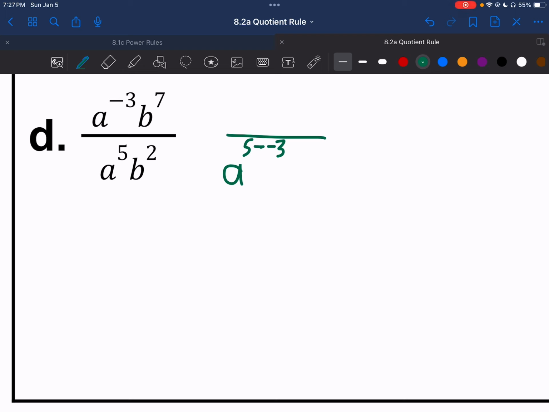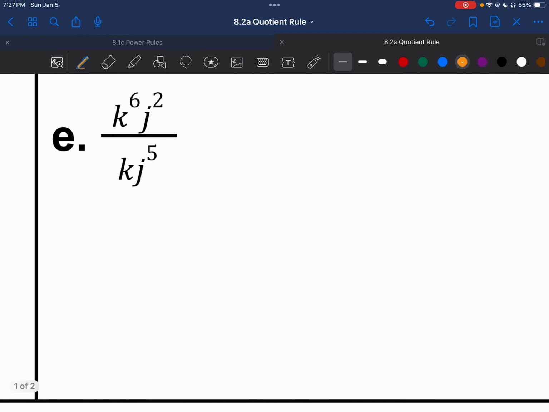Where do I have more b's? In the numerator or the denominator? I have more in the numerator. And we subtract 7 minus 2. Right, so now 7 minus 2, so we have b to the 5th power. We have 5 more b's in the numerator, over 5 minus negative 3, we have 8 more a's. So it's going to be a to the 8th power. So b to the 5th over a to the 8th.